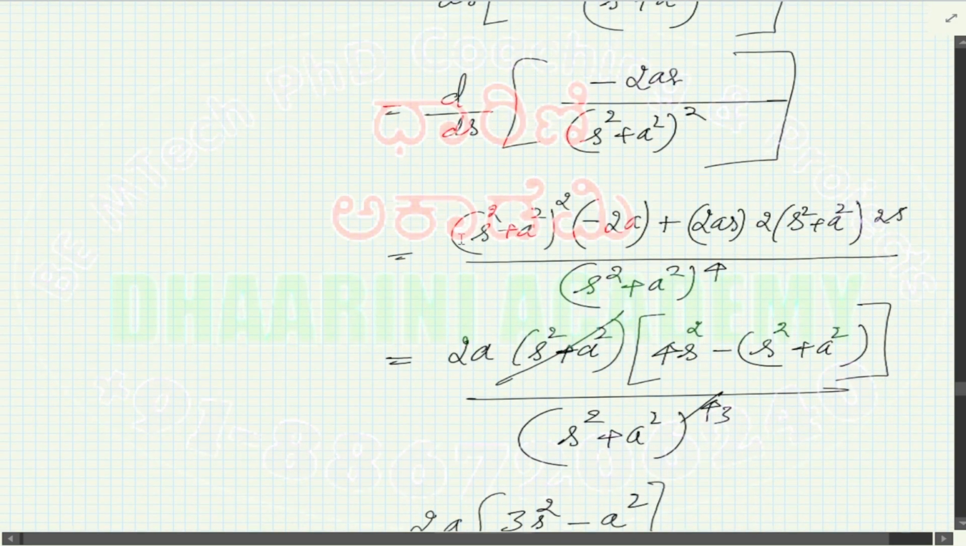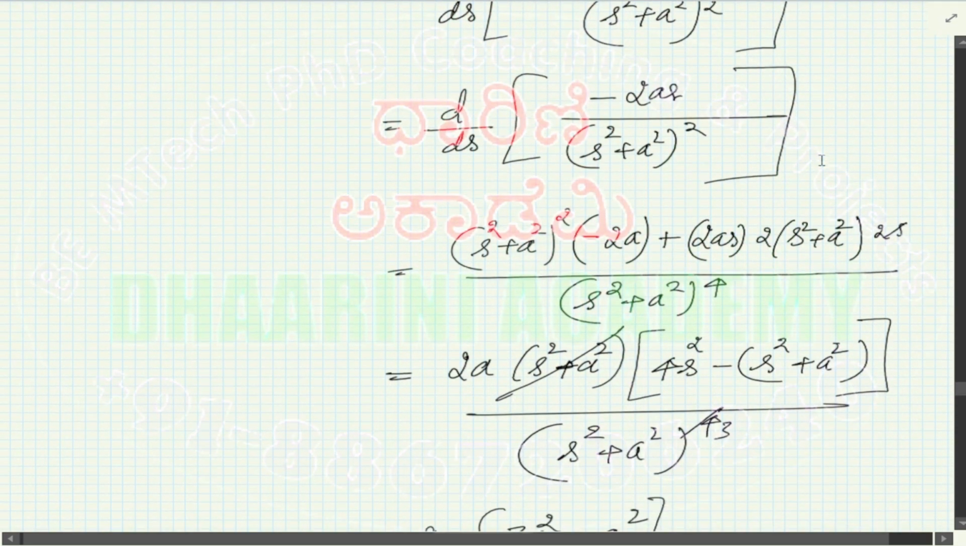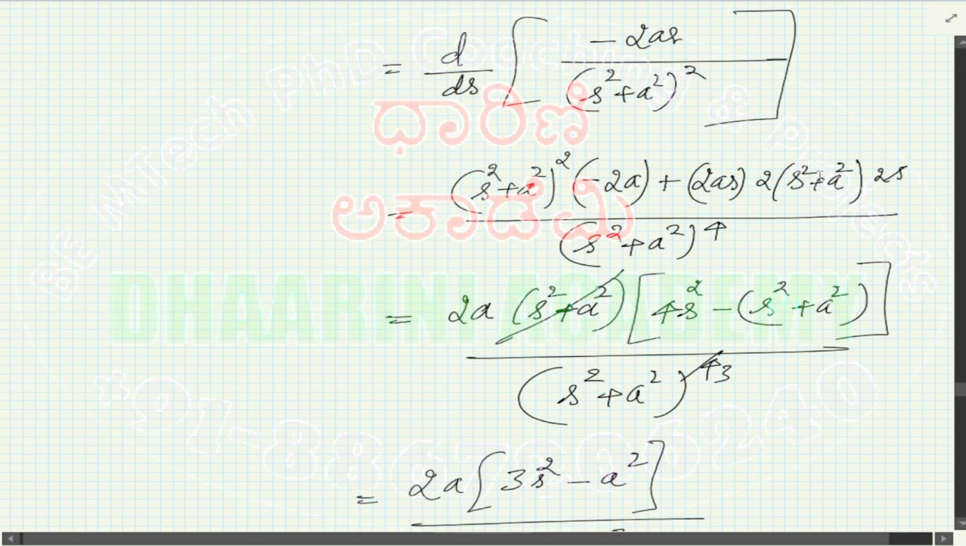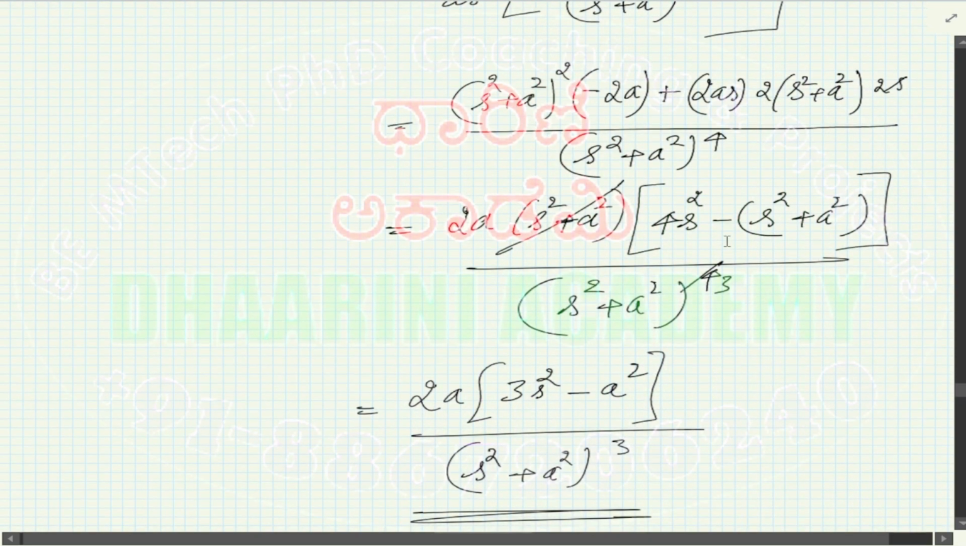Then again I need to apply the differentiation, so once again the quotient rule. The denominator comes as it is. Differentiation of the numerator is minus 2a, plus 2as into 2 times s square plus a square into 2s, divided by the denominator square. Whatever you can take out and cancel, and after that we get the answer like this.